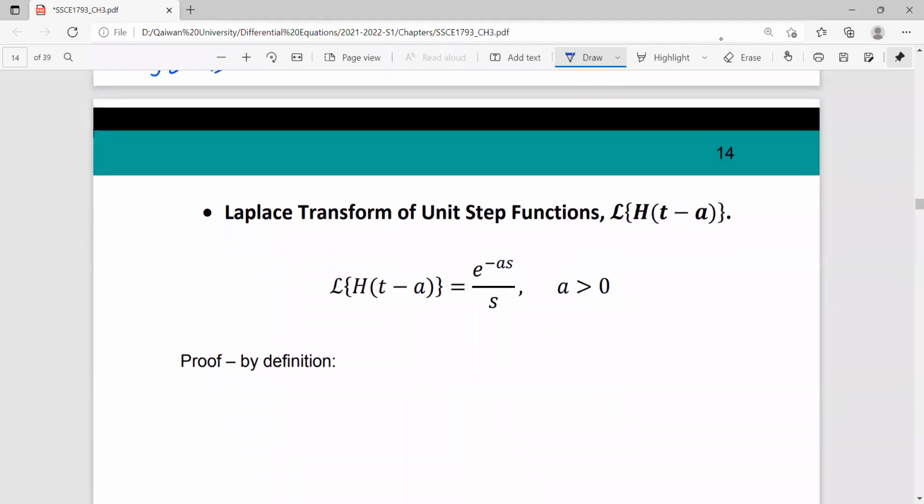We now have the Laplace transform of the unit step function, or the Heaviside function. You see, the Laplace transform of h of t minus a equals e to the power minus as, where a is this number, divided by s. So the Laplace transform of h of t minus 2 equals e to the power minus 2s divided by s.